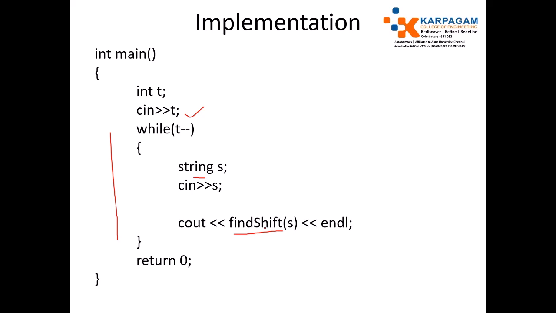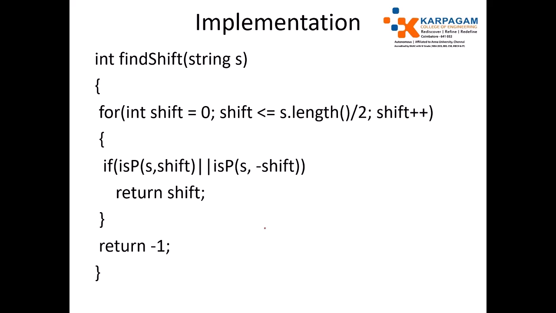Okay, so I explain the find shift function. Here I define the find shift function, which accepts a string. Here I need to check whether it is possible to make the string a palindrome, or the minimum number of shifts required. Suppose I use a loop. I start from 0 to string length minus string length divided by 2. No need to check all of the string.